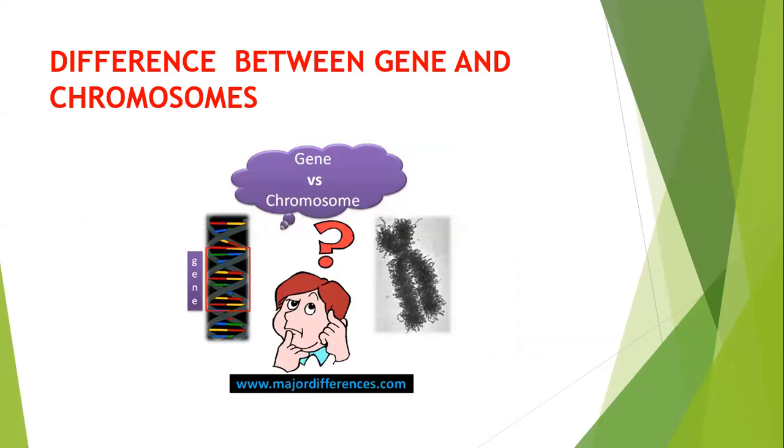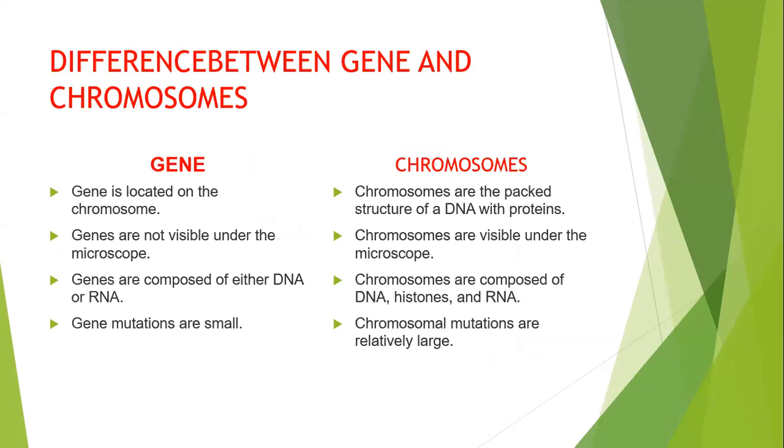So next is, what is the difference between a gene and a chromosome? A gene is located on the chromosome, while chromosomes are the packed structure of DNA with proteins. And genes are not visible under a microscope, whereas chromosomes are visible. Genes are composed of either DNA or RNA, while chromosomes are composed of DNA, histone, and RNA. And gene mutations are small, while chromosomal mutations are relatively large.